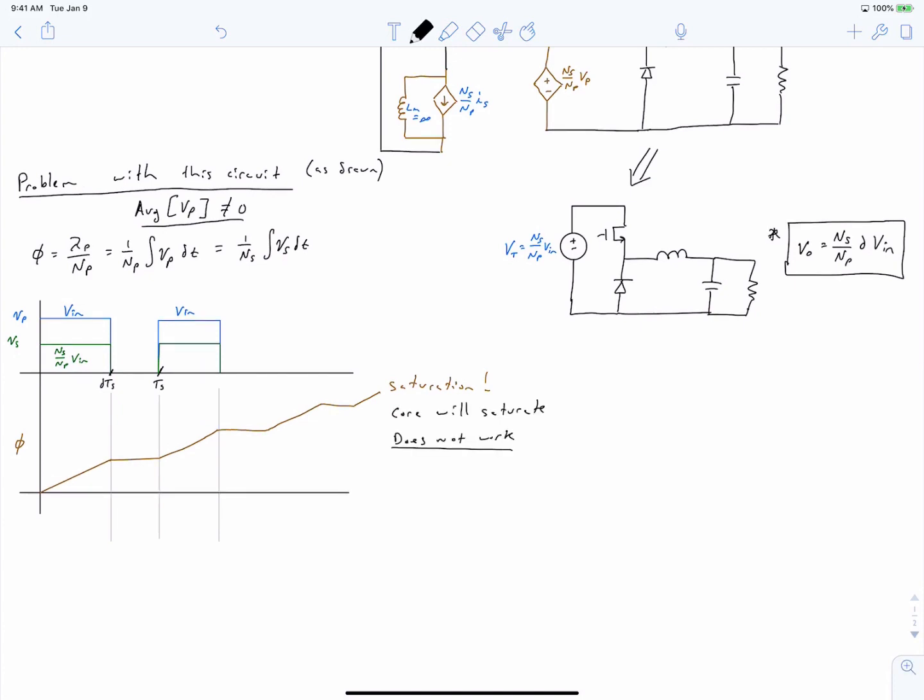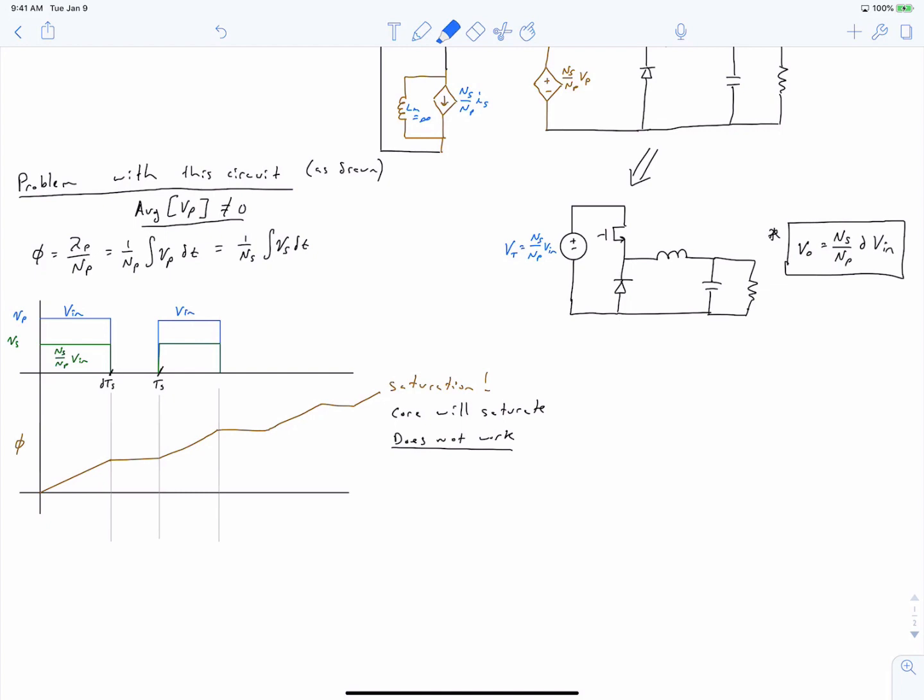So why did I say that this works for an ideal transformer? Well, in an ideal transformer, your magnetizing inductance is infinite, which means you actually aren't changing the flux level in the core. A way to visualize this is that your primary and secondary coils have essentially infinite turns. So when you integrate Vp divided by Np, or Vp divided by infinity, you get no change in flux in the core. But in an actual transformer, you have a finite magnetizing inductance.